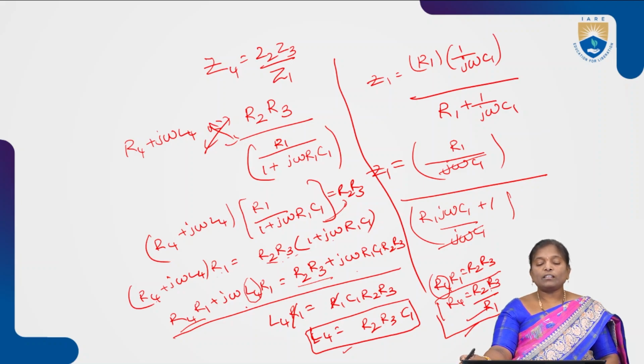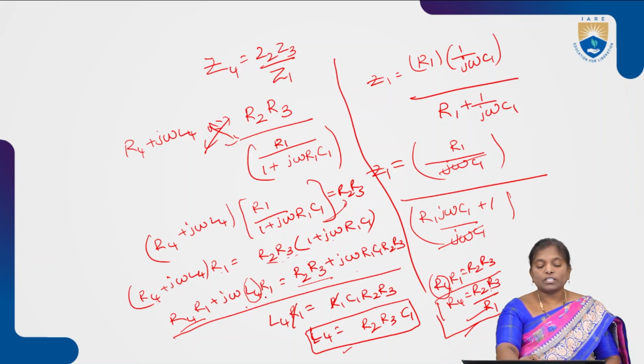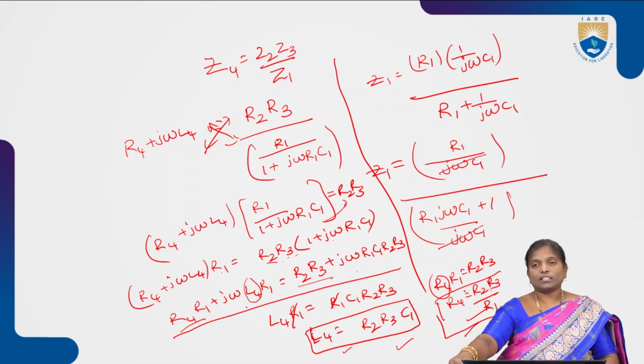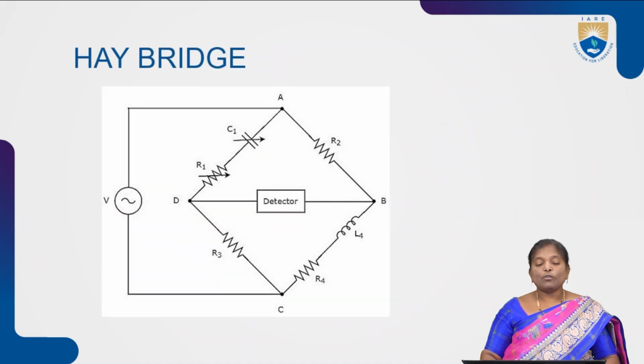Similarly, by comparing imaginary terms on both sides, we have j omega L4 R1 equal to j omega R1 C1 R2 R3. By cancelling j omega and R1 on both sides, we have L4 equal to C1 R2 R3. This is the unknown inductance. If the Q value is very high, we cannot measure the inductance value with the help of this Maxwell's bridge. In that case, we go for another bridge that is called the Hay bridge.